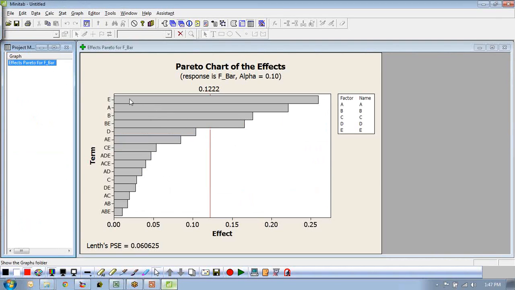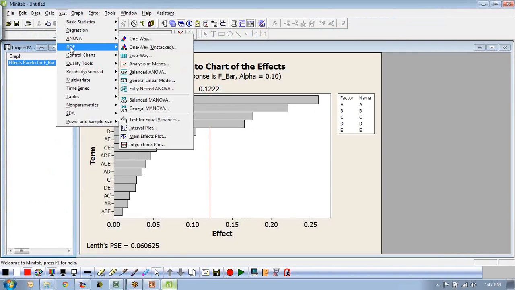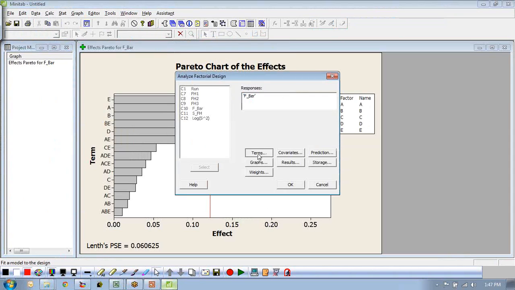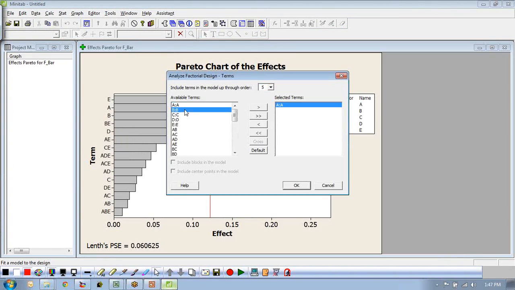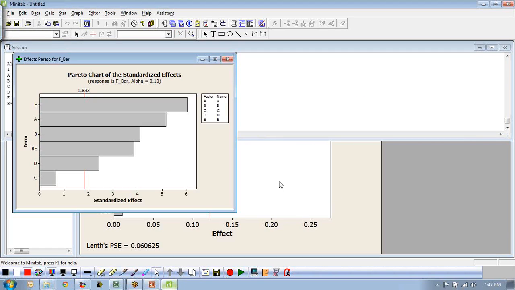Take a look at the graph. BE interaction. Everything but BE. And there you have it. And we probably get rid of C at this point too. So at this point we can get rid of C. We'll have A, E, B, BE, and D. And that would be our model.